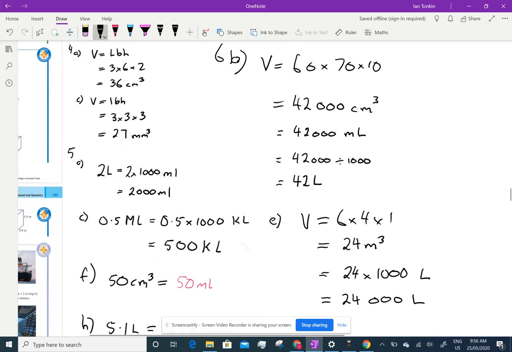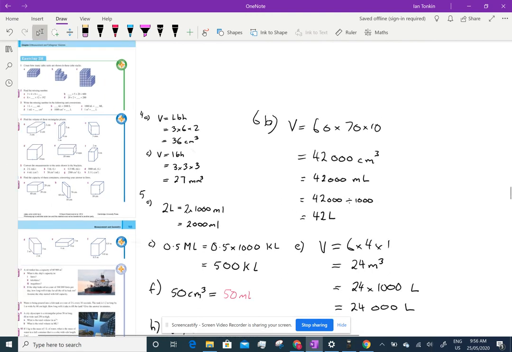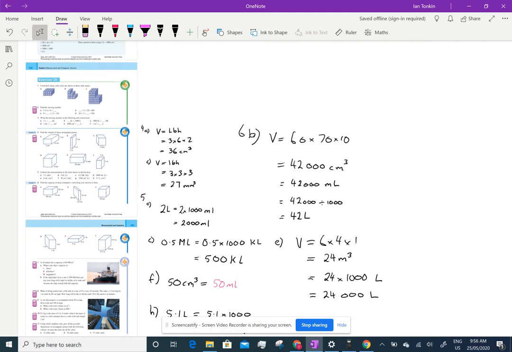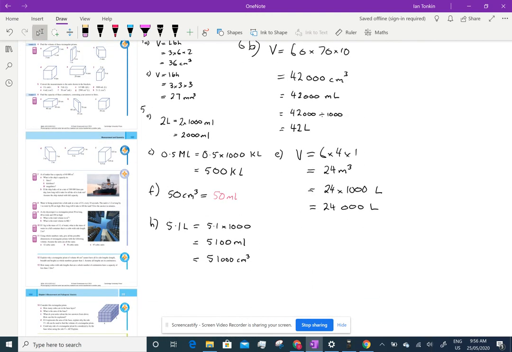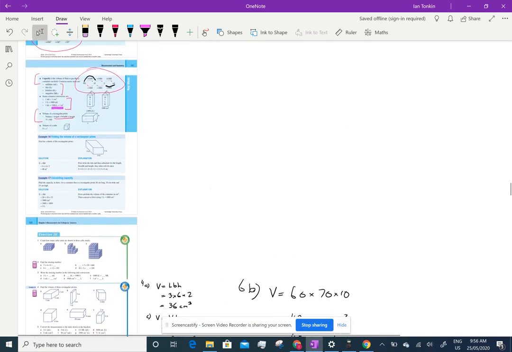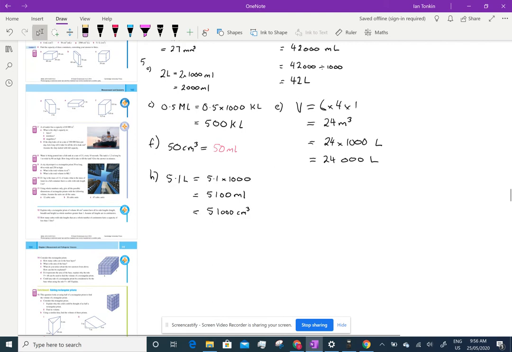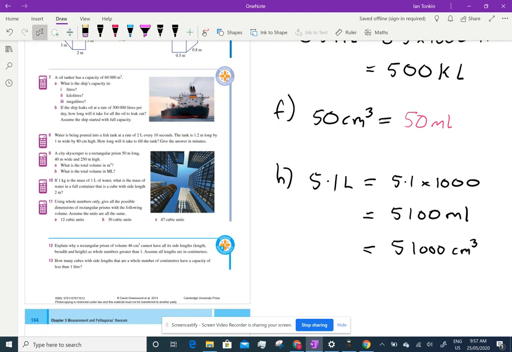So that's our introduction to volume and capacity. Make sure you've written some good notes on what volume is and what capacity is, and you've got those conversions. You can have a go at questions 7, 8, 9, 10 and 11. They're difficult, but you should be okay.